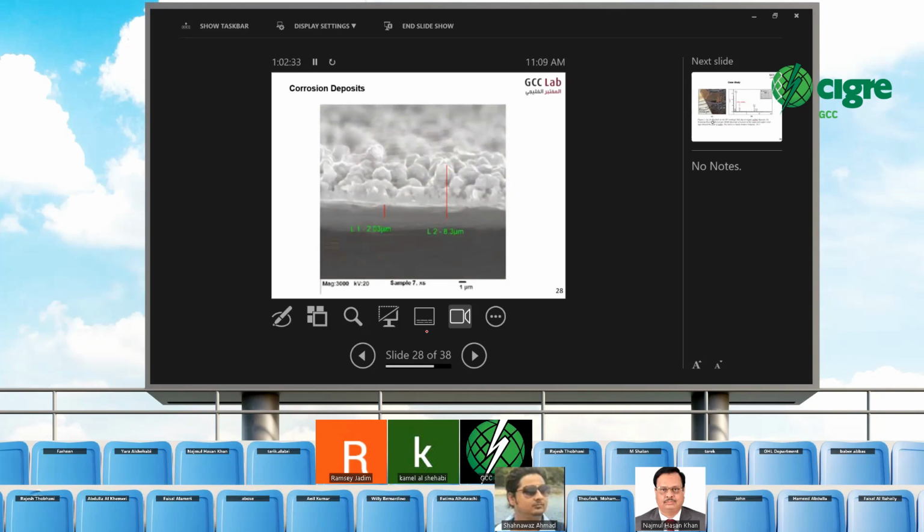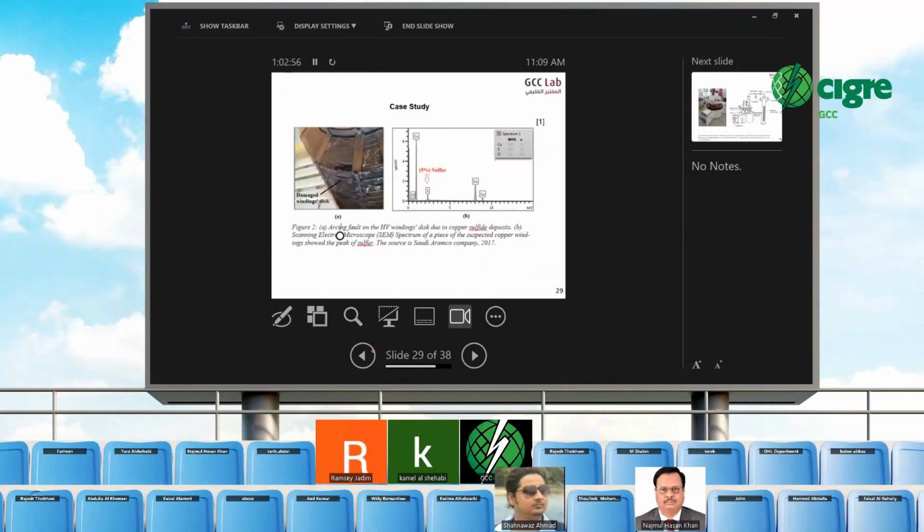If you see, it covers the winding here and here, oil or winding. So there is no heat exchange between the winding and the oil, and the heat is there all the time, the heating in the winding. So it will be a problem.